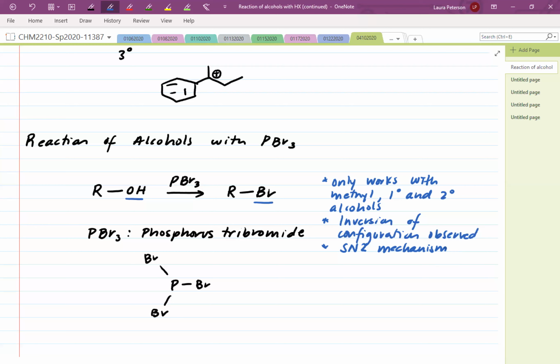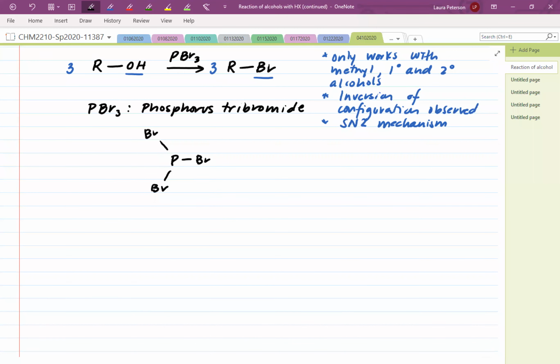Okay, and one thing just about the stoichiometry of this reaction. So PBr3 has 3 bromines or bromides. All 3 of them can be replaced in the mechanism, as we'll see. So really the stoichiometry would be 3 moles of our alcohol gives us 3 moles of our alkyl bromide with 1 mole of our phosphorus tribromide. Okay, so let's go ahead and look at the mechanism of this reaction with an example.